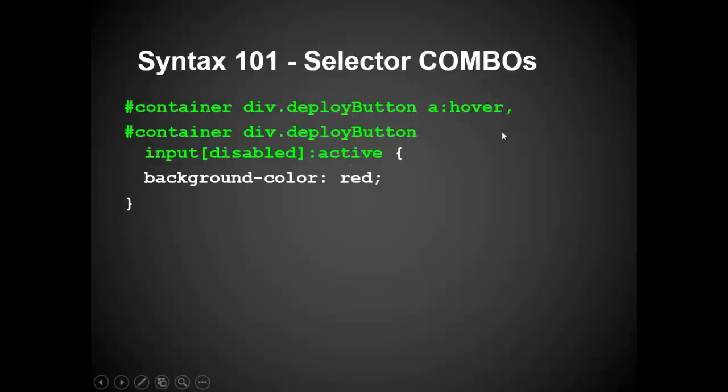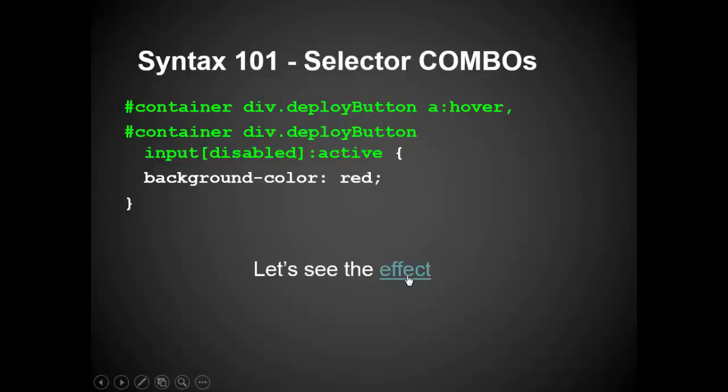So reading the rules, it's the following: a link on hover that is inside the div that has the class deploy button, that is inside an element that has the ID container. And what about this one? No space here. We are going to select all inputs that are disabled and on active, that are inside a div that has the class deploy button inside an element with the ID container. And to those two groups of elements, we are going to apply the background color red.